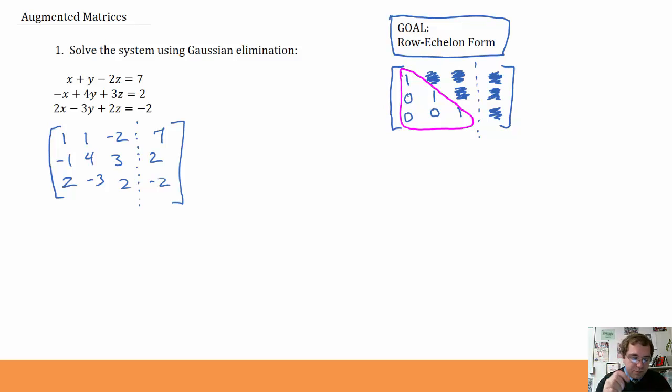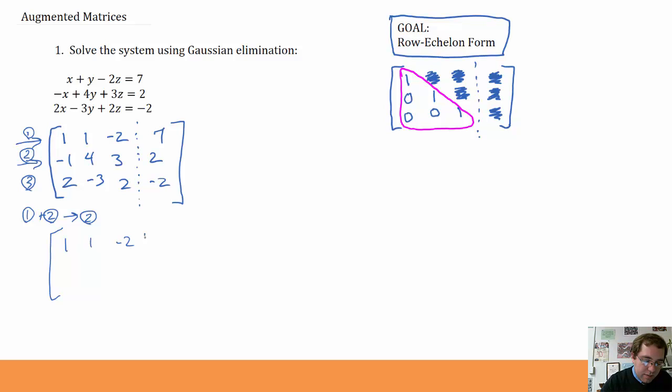So I'm going to add the top row and the second row and replace the second row with what I get there. So if I call the top row row 1 and then row 2 and then row 3, what I'm going to do is take row 1 plus row 2 and use it to replace row 2. So when I add the 1 and the negative 1, I get 0. The top row doesn't change though, so I'm just going to copy the top row over.